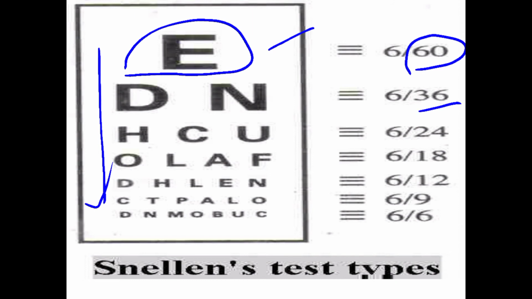Then they will tell you to read. Like that, 24, 18, 12, 9, 6, like this they will check the visual acuity using Snellen's chart. Understood? So that completes the visual acuity.